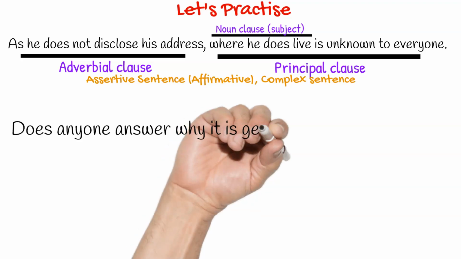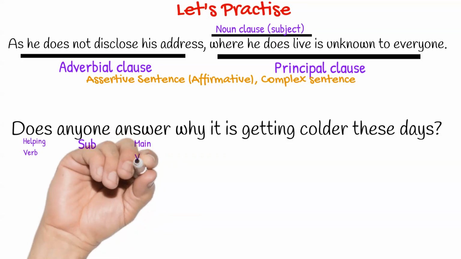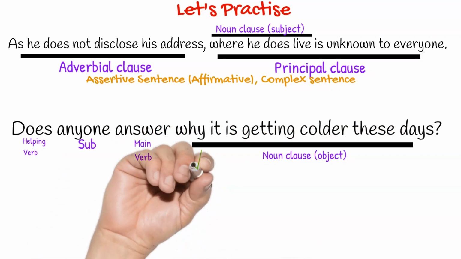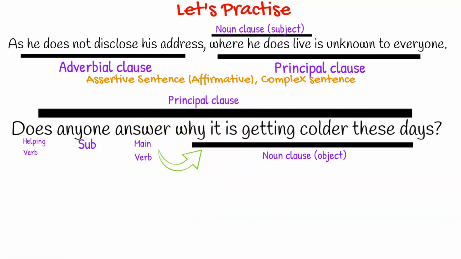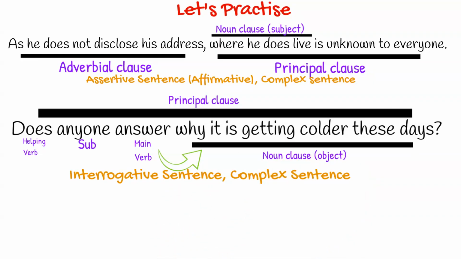Does anyone answer why it is getting colder these days? It comprises two clauses. Why it is getting colder these days is the object of the verb answer, so it is a noun clause. As per functionality, it is an interrogative sentence. That is why the helping verb does comes first followed by the subject anyone, then comes the main verb answer followed by its object, which is a noun clause. As per structure, it is a complex sentence.